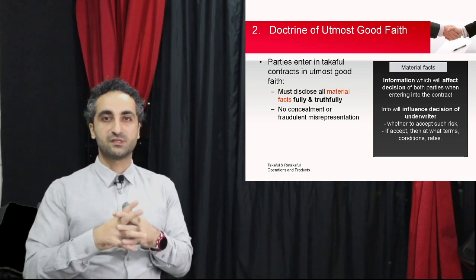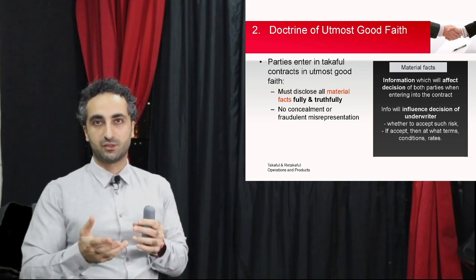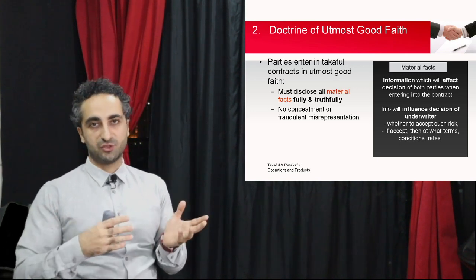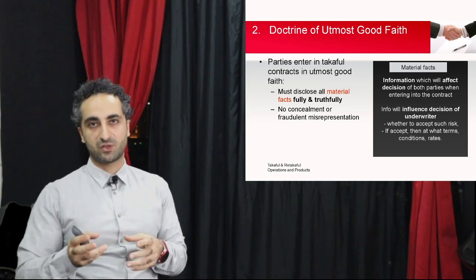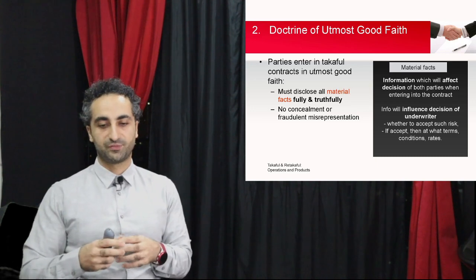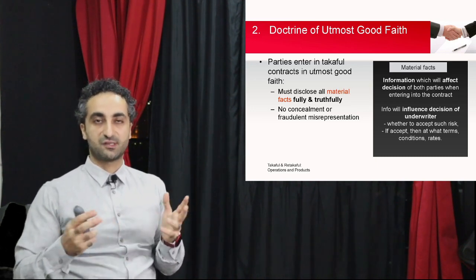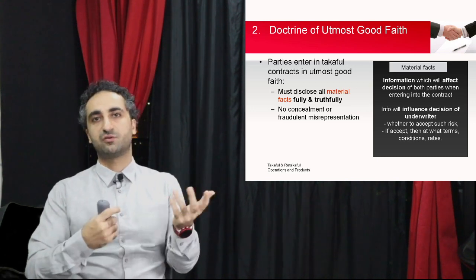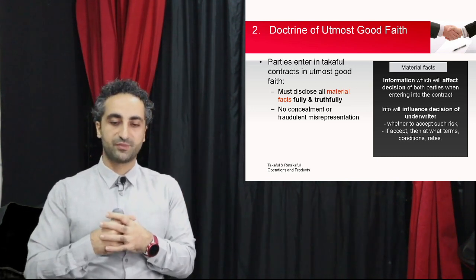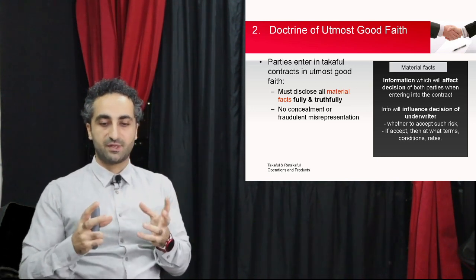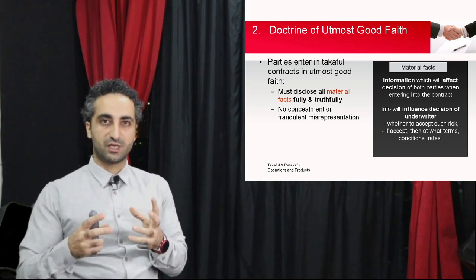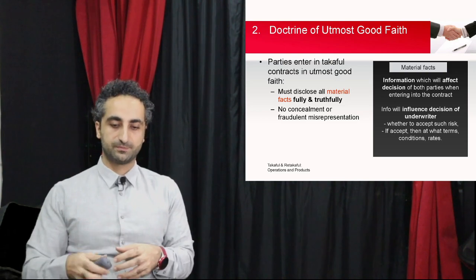This info will influence the decision of the underwriter. So if your car value is 10,000, I would charge you differently from 50,000. That's why you need to be honest, whether to accept such risks. Sometimes the TO would say, we do not cover these risks. You need to find a new company. Okay? So if they accept, then at what terms, conditions, and rates. So you negotiate the terms of the contract.